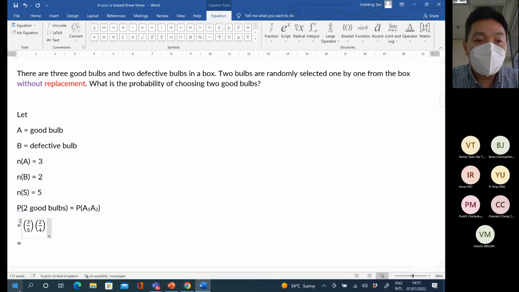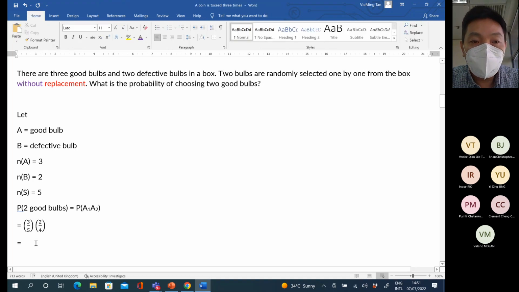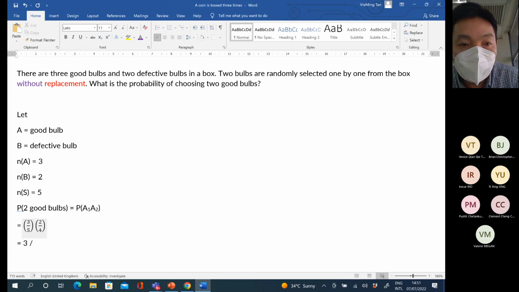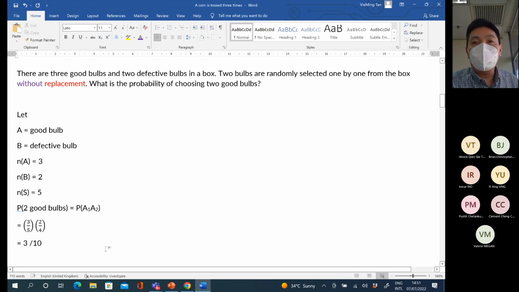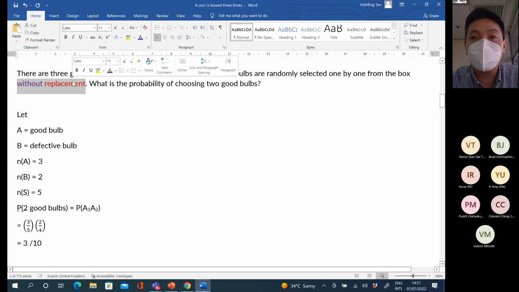Okay, then we simplify. Simplify this. This one is 1/2. So the answer is equal to 3/10, or 0.3. Okay. So make sure that you are sensitive with the question, whether it's with replacement or without replacement. Be careful during the final exam.